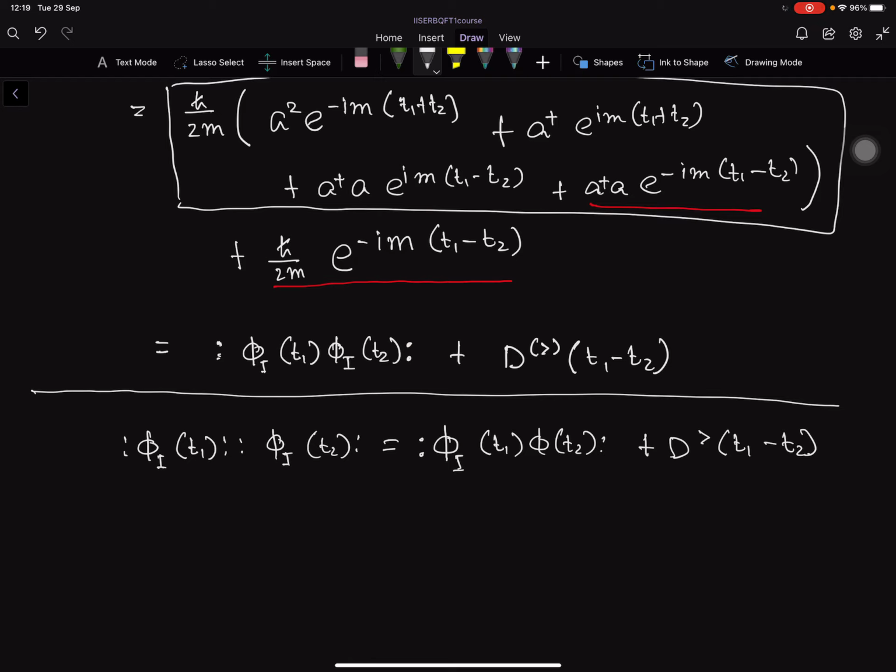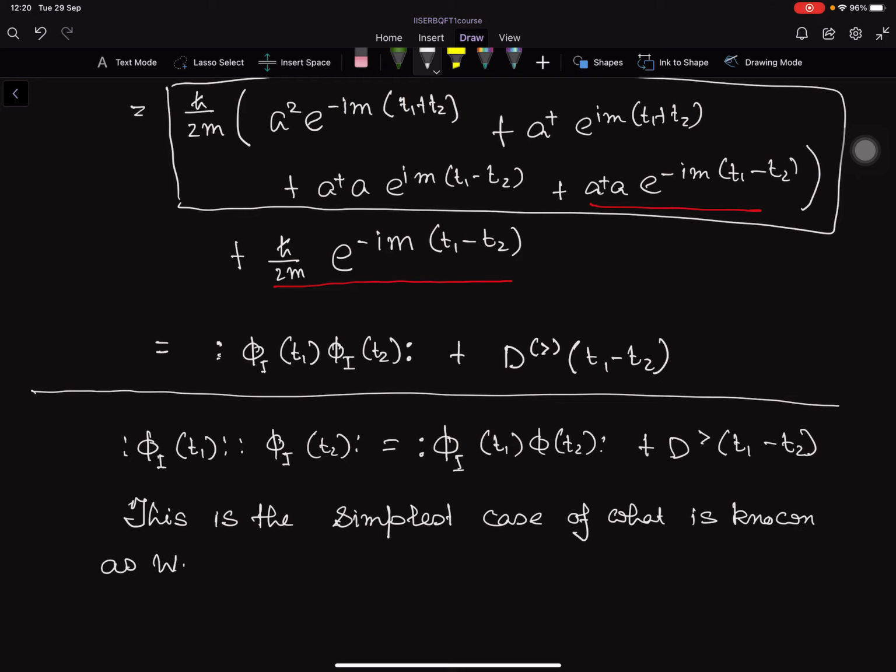Okay, so this is the simplest case of what is known as Wick's theorem.